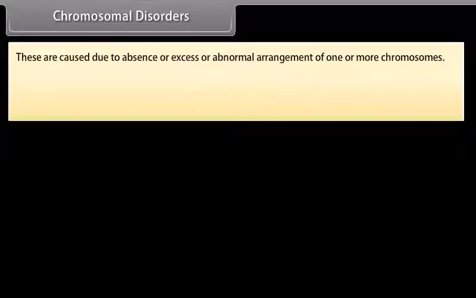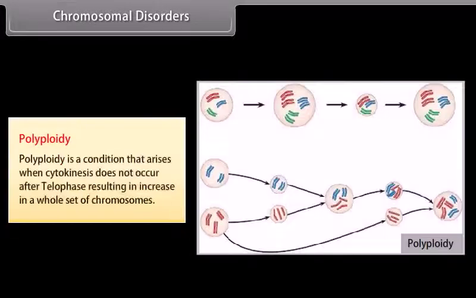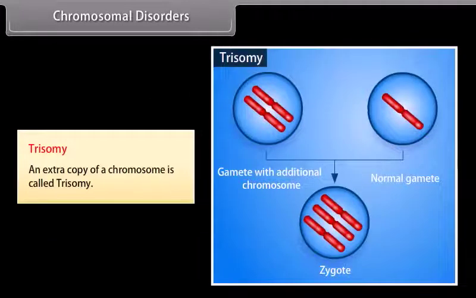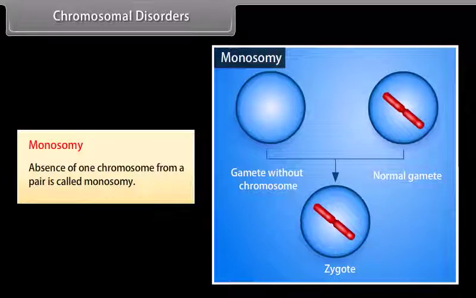Chromosomal disorders. These are caused due to absence or excess or abnormal arrangement of one or more chromosomes. Such disorders can be aneuploidy. Failure of segregation of chromatids during cell division cycle results in the gain or loss of chromosomes, called aneuploidy. Polyploidy: polyploidy is a condition that arises when cytokinesis does not occur after telophase, resulting in increase in a whole set of chromosomes. Trisomy: an extra copy of a chromosome is called trisomy. Monosomy: absence of one chromosome from a pair is called monosomy.